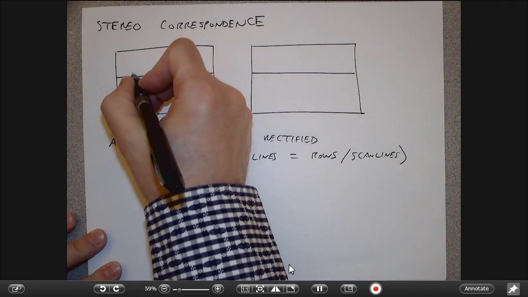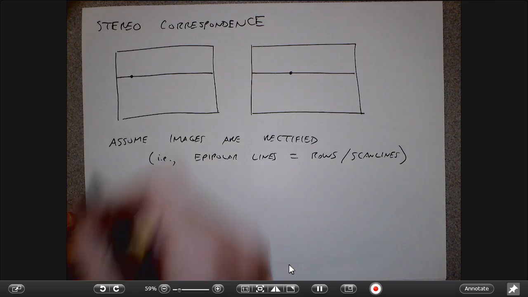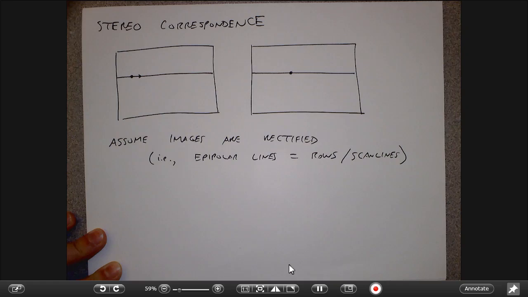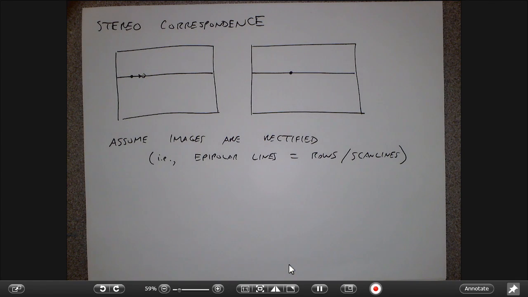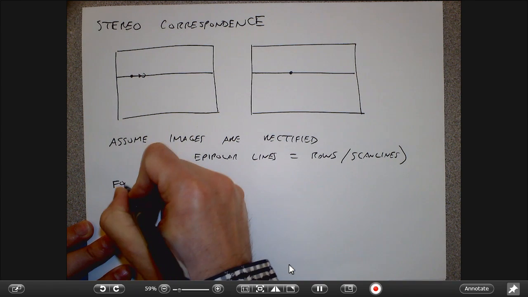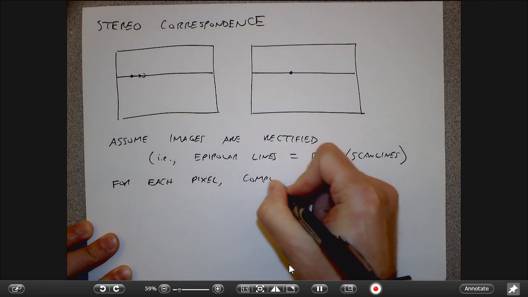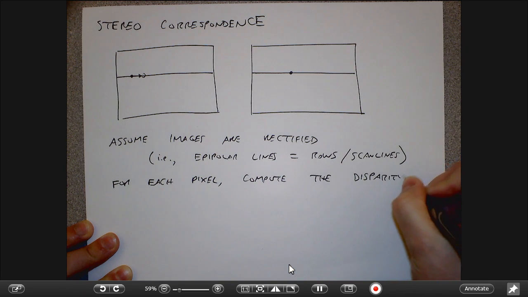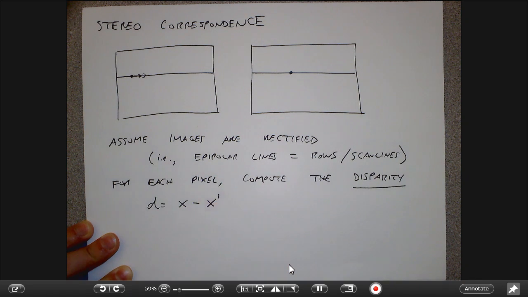But the basic idea is that for every pixel over here, instead of a u comma v, I need to compute one distance. I have to decide where that pixel went. So I'm only computing one dimension of information, and that dimension is called the disparity. For each pixel, compute what's called the disparity, which we define as d equals x minus x prime.